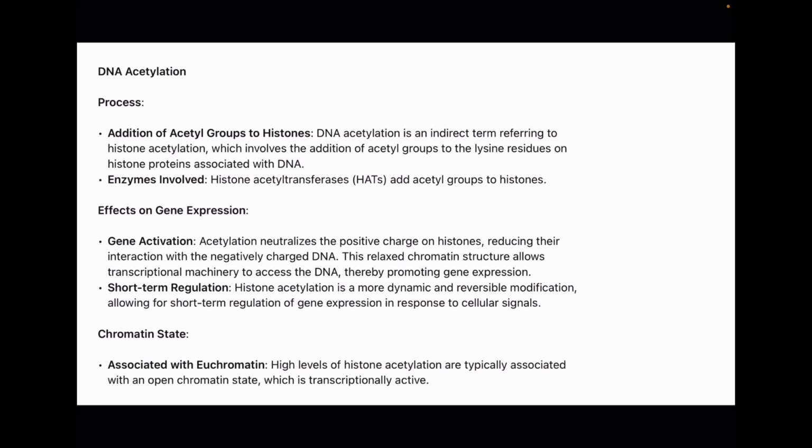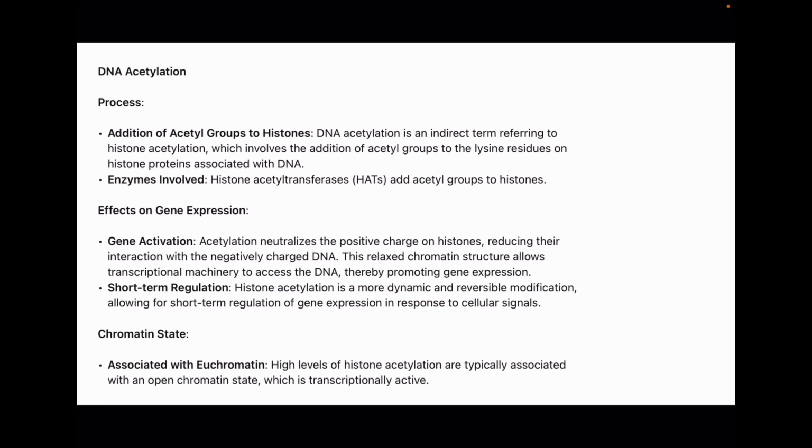The effects on gene expression: gene activation. Acetylation neutralizes the positive charge on histones, reducing their interaction with the negatively charged DNA. This relaxed chromatin structure allows transcriptional machinery to access the DNA, thereby promoting gene expression. Short-term regulation: histone acetylation is a more dynamic and reversible modification, allowing for short-term regulation of gene expression in response to cellular signals. This is very, very important.